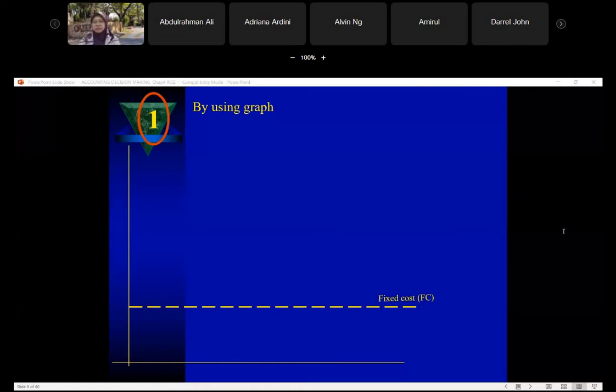No answer. What is the meaning of fixed cost here? Okay, let's see. We give the example. You want to produce 1,000 units of product, and at another time you want to produce 10,000. What happened to the fixed cost? Okay, fixed cost remains constant.